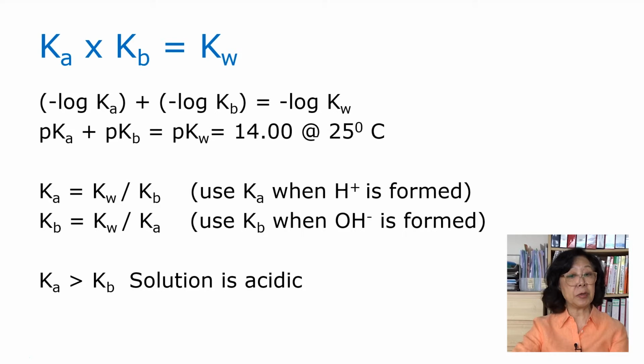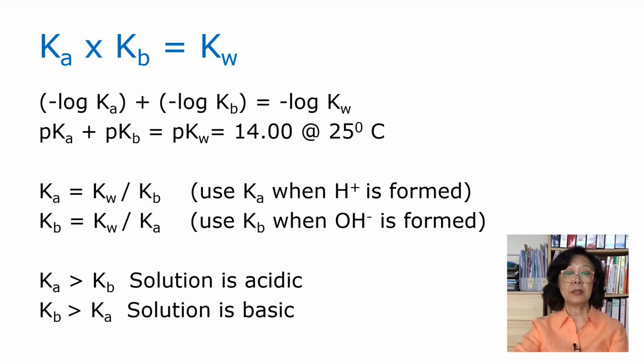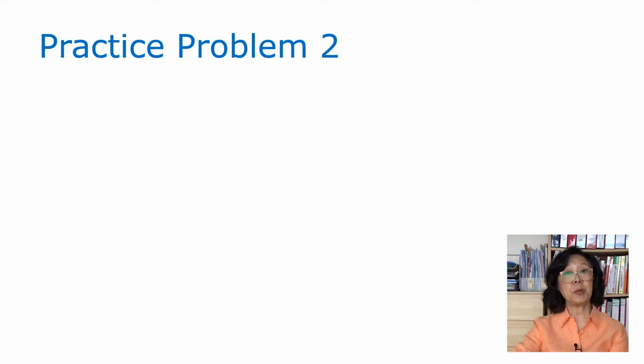When the Ka is greater than Kb, that means the Ka for the conjugate acid is greater than the Kb of the base, the solution is acidic. The reverse, when Kb is greater than Ka, then the solution is basic. Try practice problem number 2.